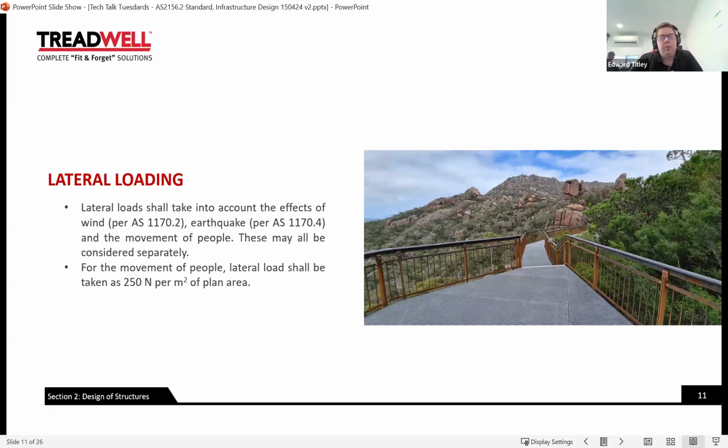Now, lateral loading, so things like wind load, earthquake load, and so on. So we need to also consider effective wind as per AS 1170.2 and earthquake loading as per AS 1170.4 as applicable, and the movement of people, which should all be considered separately. For the movement of people, lateral load should be taken as 250 newtons per square meter of plan area. So once again, that should be reasonably straightforward.